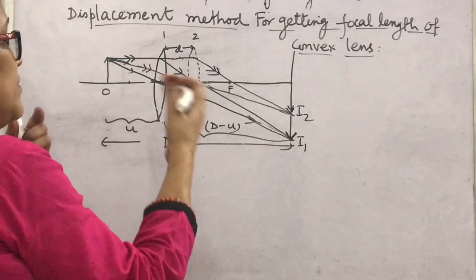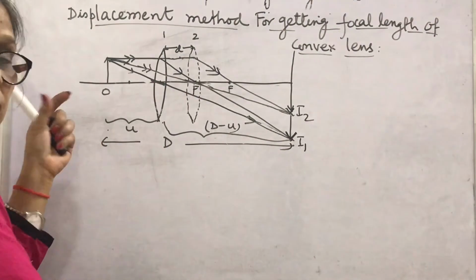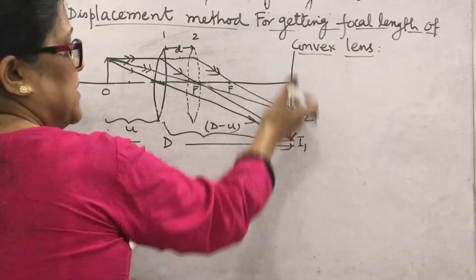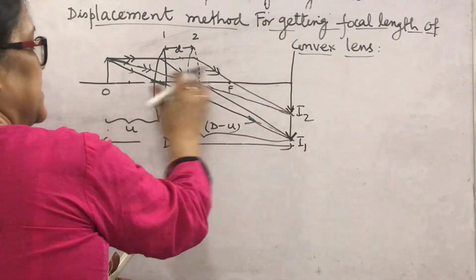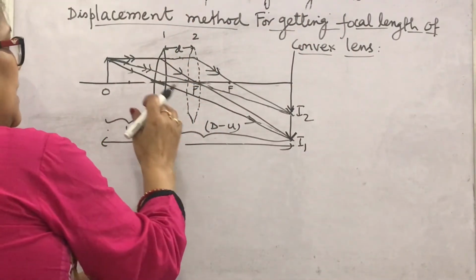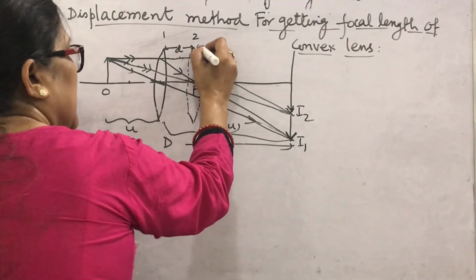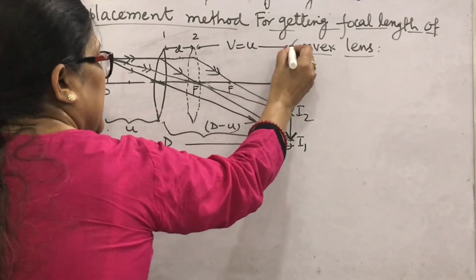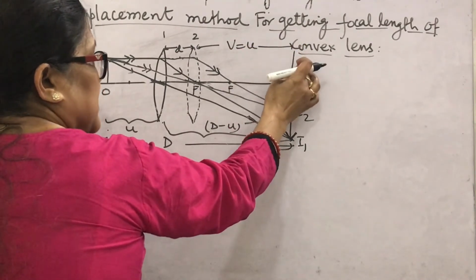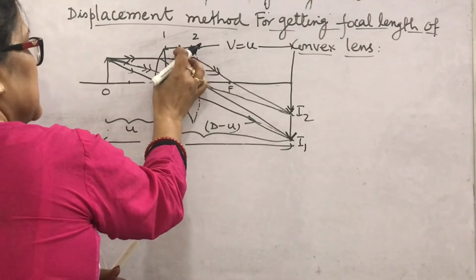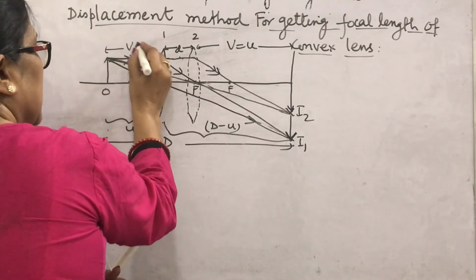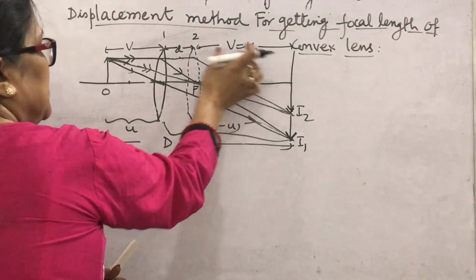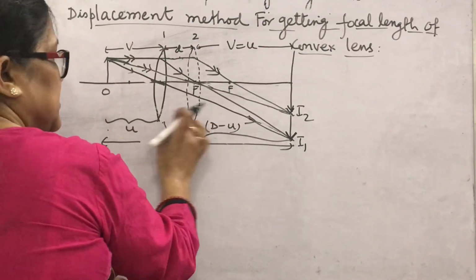Look, how will you derive the expression for this condition to get two real images at the same position of the object and screen? You can write here that this is the distance of the image, which can be written from the screen. Suppose this is u, this is d, and what is this? It is v. If this is u, then this is v.